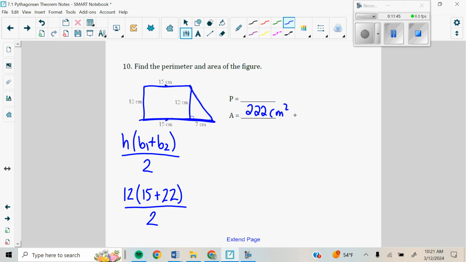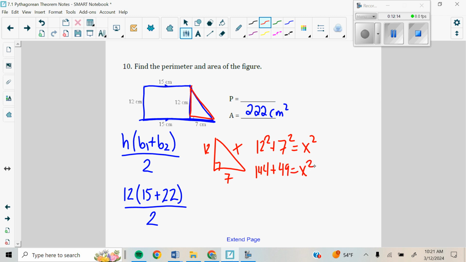All right, so we're going to use our little triangle here to help us find that slant in this triangle. So 12 and 7, we're going to look for this. That's my hypotenuse. So 12 squared plus 7 squared equals x squared. This does not end up being a Pythagorean triple. 12 squared is 144. 7 squared is 49. So when we add those two, we get 193 equals x squared.